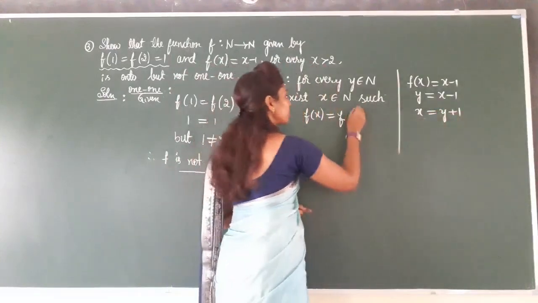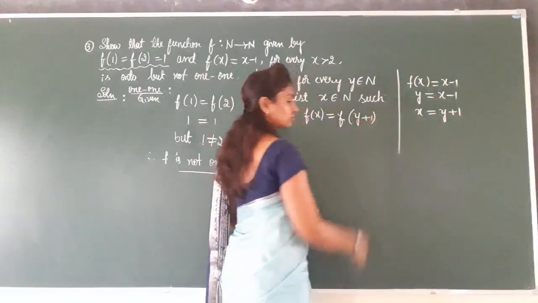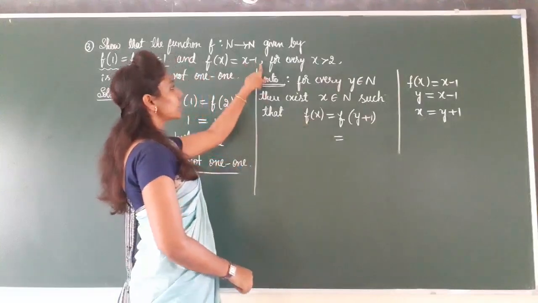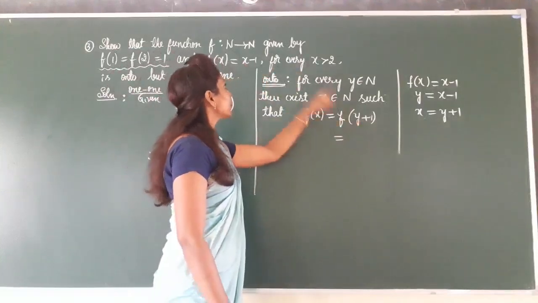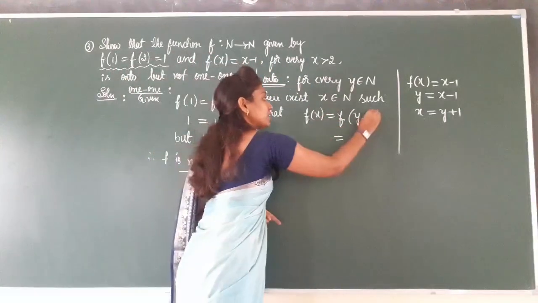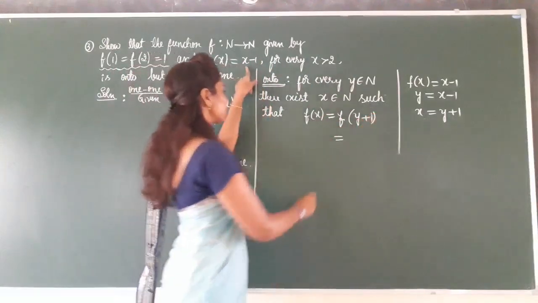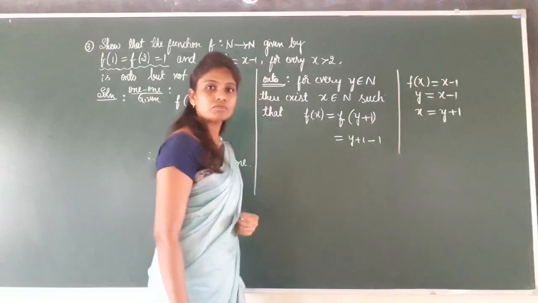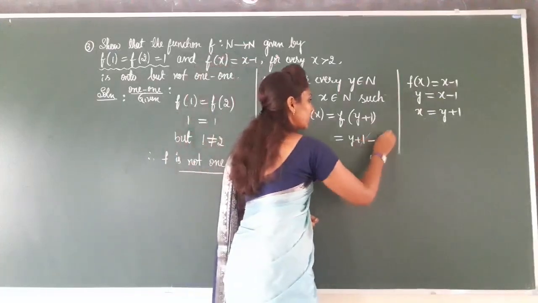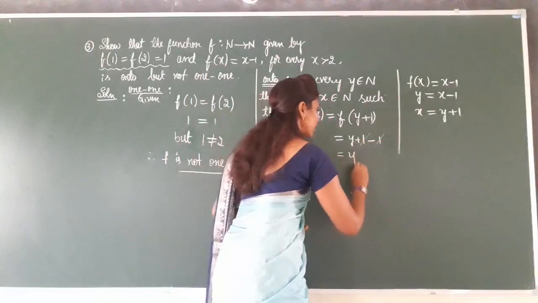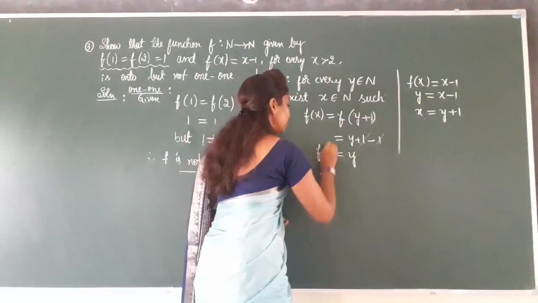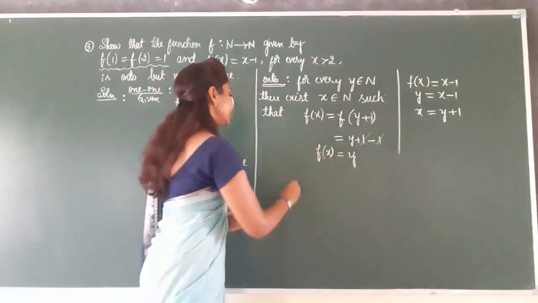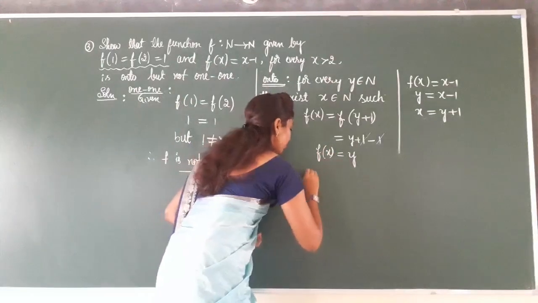Value of x is y plus 1. That is f of y plus 1, which is equal to f of x is x minus 1. Then replace x by y plus 1. That is y plus 1 minus 1. Here plus 1 and minus 1 get cancelled and the remaining value is y only. What we prove here? f of x is equal to y. If f of x is equal to y, then the given function f is onto.